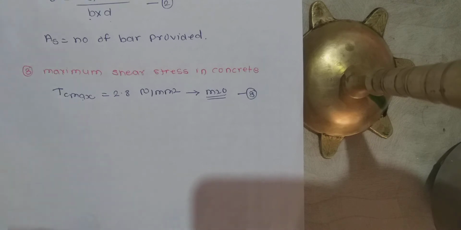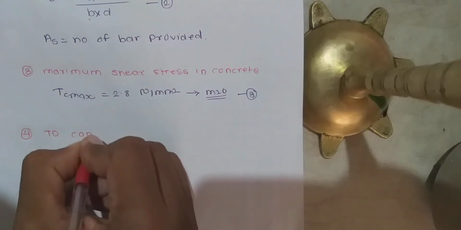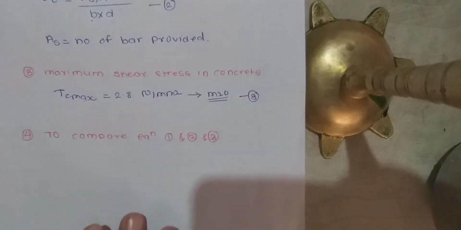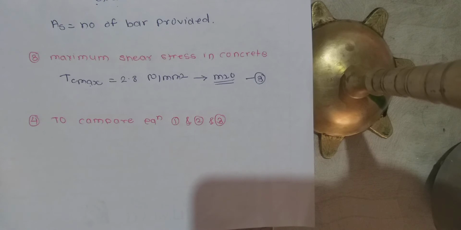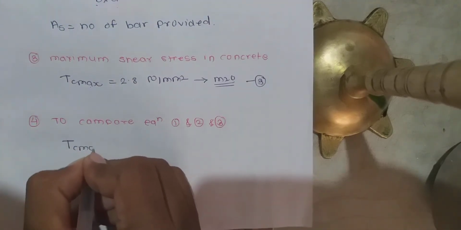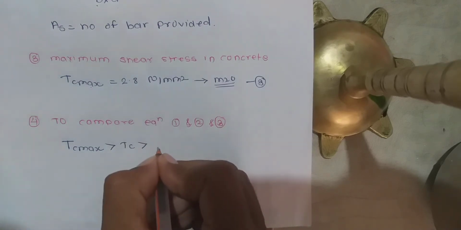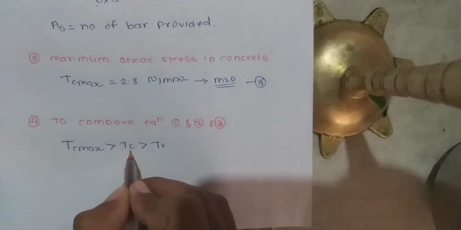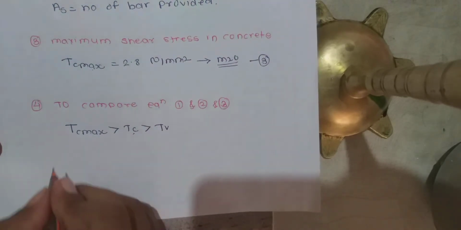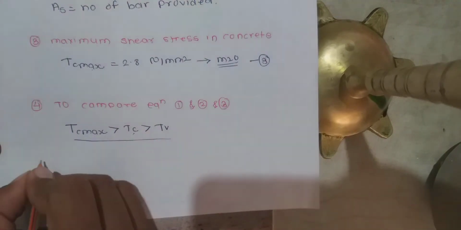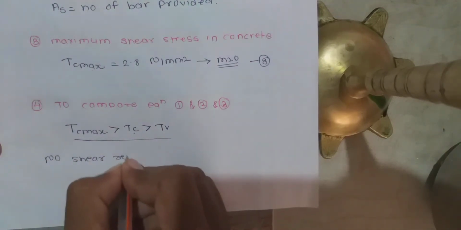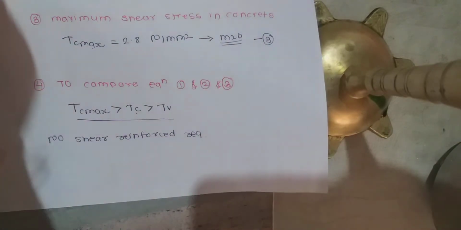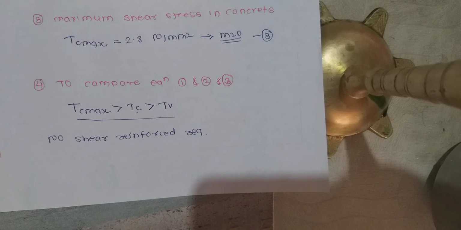So our fourth step is to compare equations 1, 2 and 3. Basically, if tau c max is greater than tau c, and tau c is greater than tau v, meaning nominal shear stress is less than shear stress in the concrete, which is less than maximum shear stress in the concrete, so if this condition is satisfied, then no shear reinforcement is required.